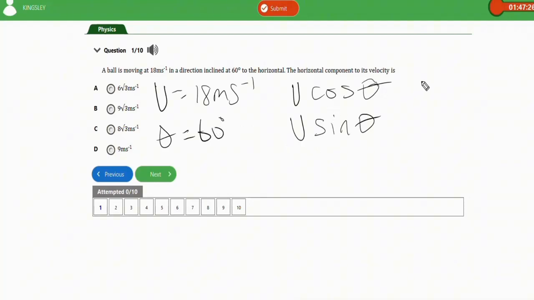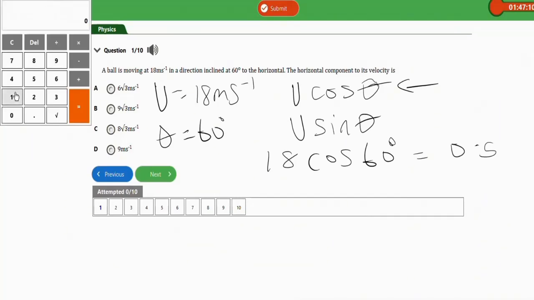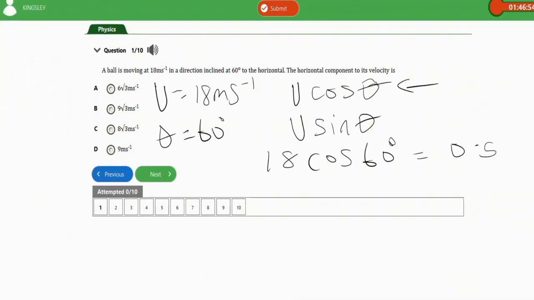So when you plug it in this formula, you're going to have 18 cos 60 degrees, and cos 60 will give you 0.5. So let's bring a calculator. 18 times 0.5 will give you 9. So the correct option is option D, 9 meters per second. That will be the horizontal component of the velocity. It's as simple as this. So let's wipe this now and solve the next repeated question.